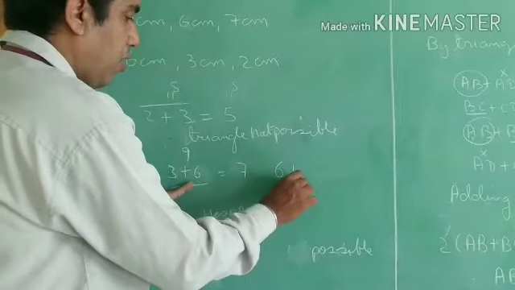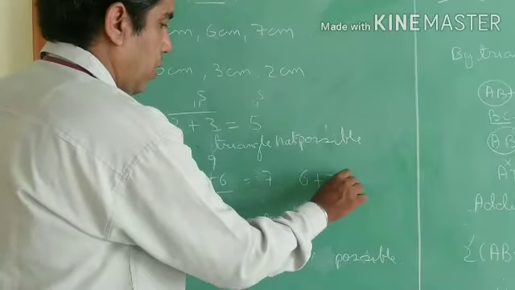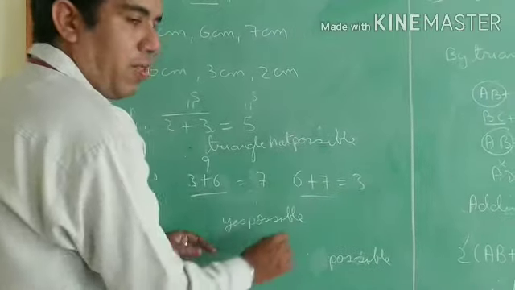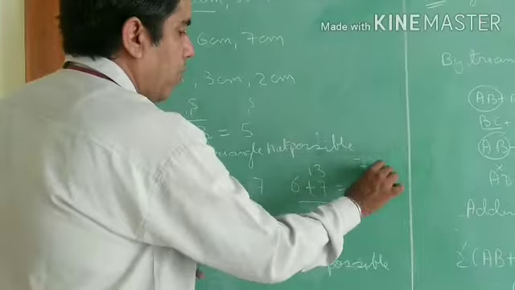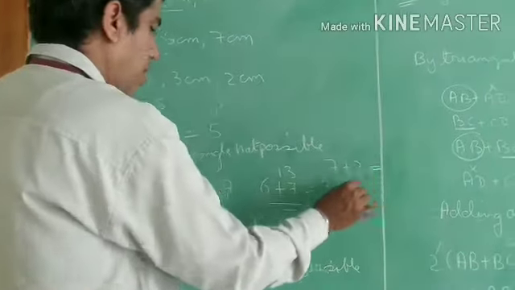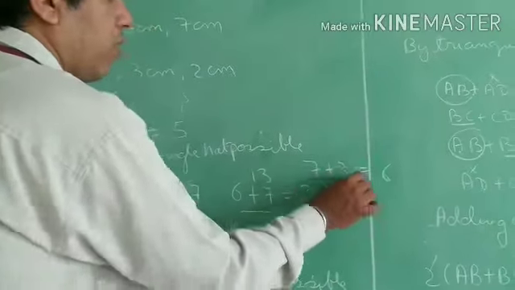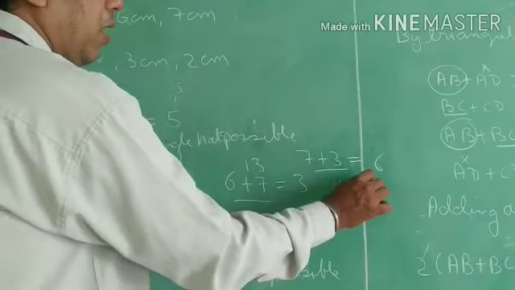Suppose 6 plus 7. Here it is 3. 6 plus 7 is 13, and 13 is greater than 3. Yes. Here also you can see 7 plus 3, and the next number I am taking as 6. 7 plus 3 is 10, and 10 is greater than 6.